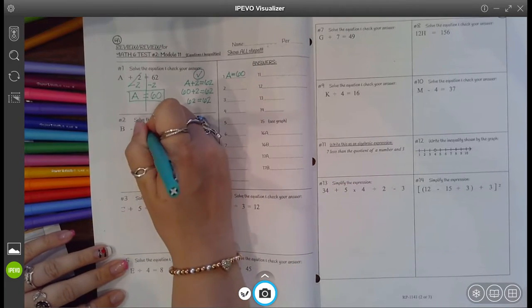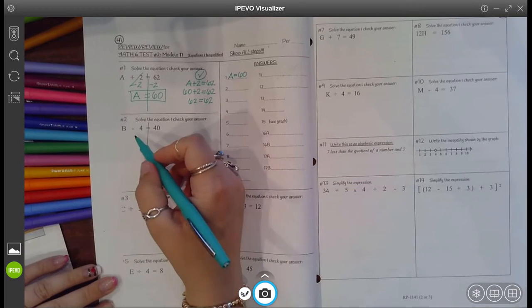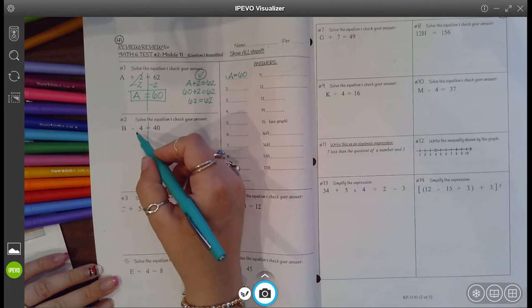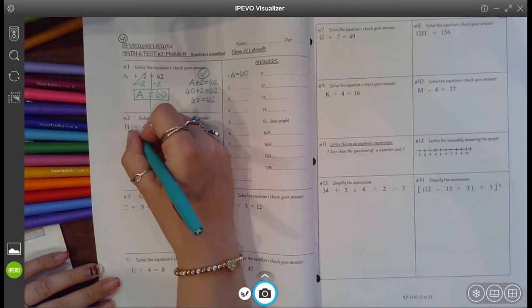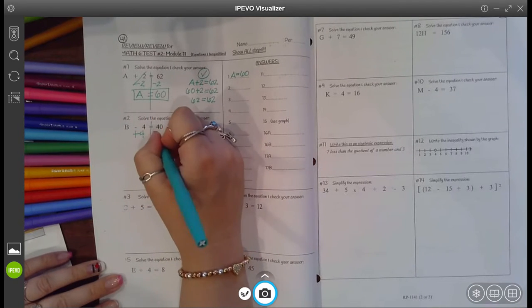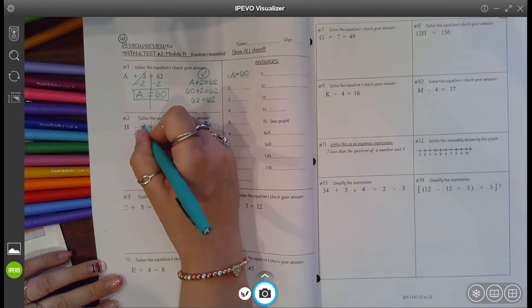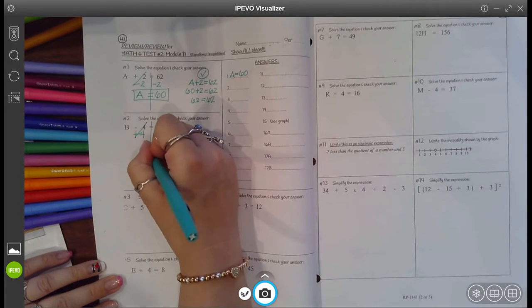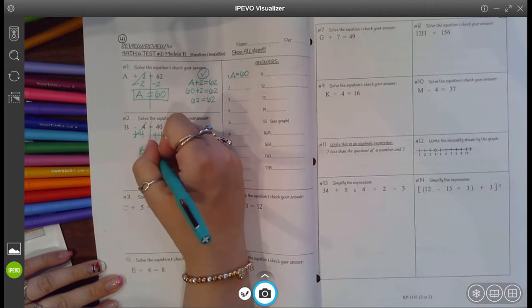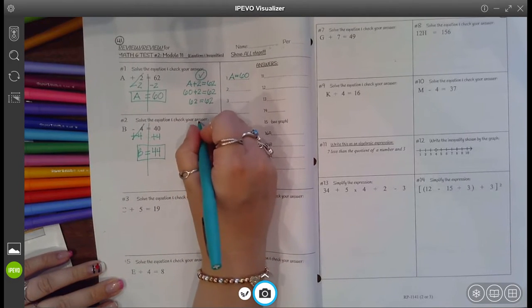Okay, for the next one. Again, I want to get my variable by itself. So what's preventing it from being by itself? This minus 4. And the inverse of minus 4 is to add 4. Whatever you do to one side, you do to the other. Well, 4 minus 4 is 0. Those cancel. So now you have b plus 0 or just b. And on the other side, 40 plus 4 is 44.